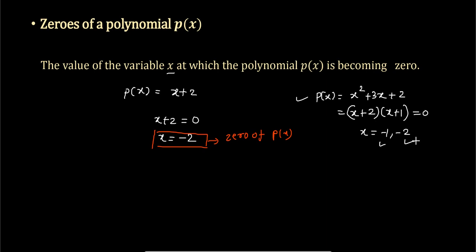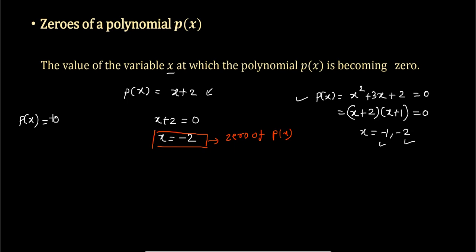So basically, it is just solving a quadratic equation x square plus 3x plus 2, or in this case a linear equation x plus 2. So basically what we are doing is we are equating the polynomial equal to 0 and then finding out the values of x where this is becoming 0. Those solutions of the equations will be the zeros of the polynomial. So in simple words, the value of the variable where the polynomial is becoming 0, that is called the zero of a polynomial.